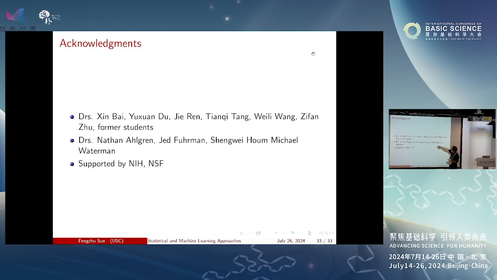Yishan Du did the metagenomic Hi-C work, and it's great to have so many great students working on this. In terms of biology, there are a lot of things that I need to collaborate on, and my collaborators include Dr. Shenmei Ho and Jed Furman, my collaborators for over 20 years, and Mike Waterman, who was my PhD advisor and was also quite involved in this project. Thanks for your attention.